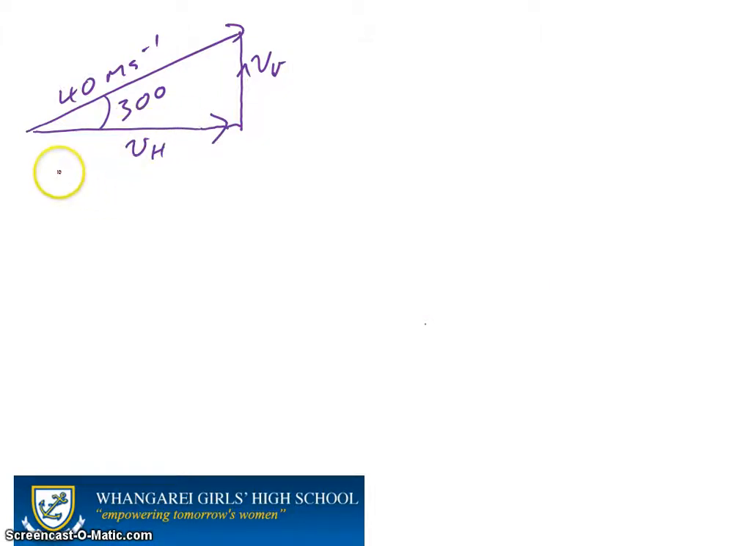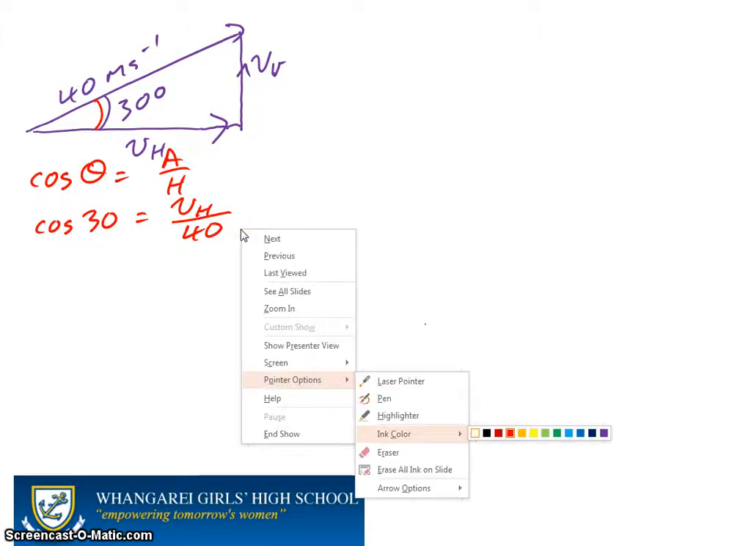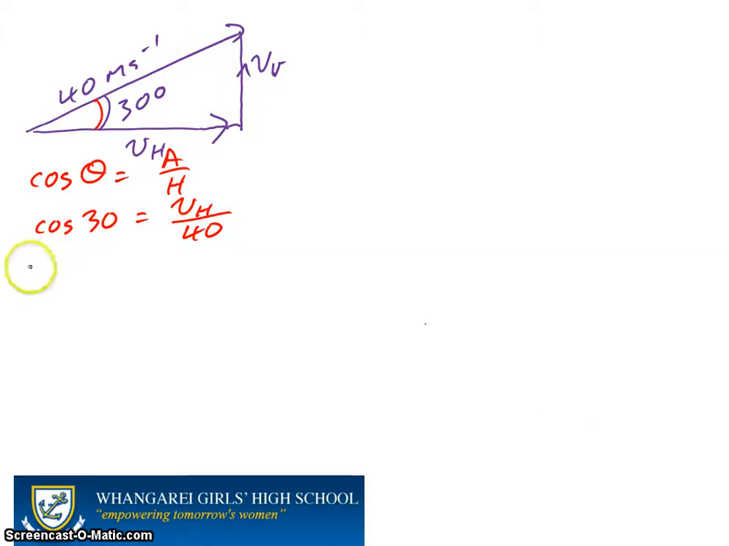Now, fifth form year 11 trig says that the cosine of an angle will be equal to the adjacent divided by the hypotenuse. The cosine of the angle, the cosine of 30, will be equal to the horizontal velocity, in this case because it's the adjacent. There's the angle, there's the adjacent, and there is the hypotenuse. So horizontal velocity divided by 40. We can do a very complicated step now called swapping sides. So the horizontal velocity divided by 40 is equal to cosine of 30.